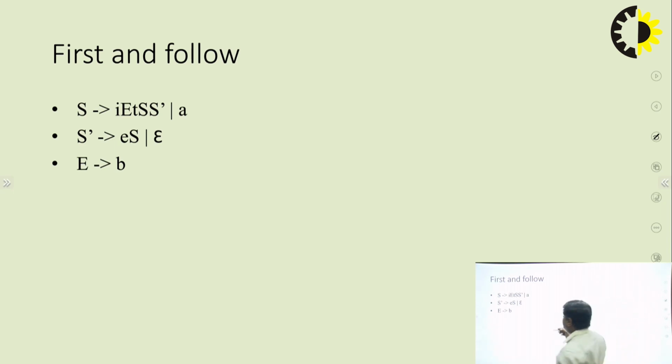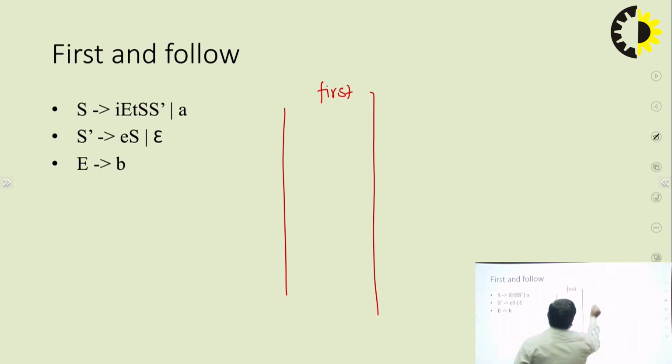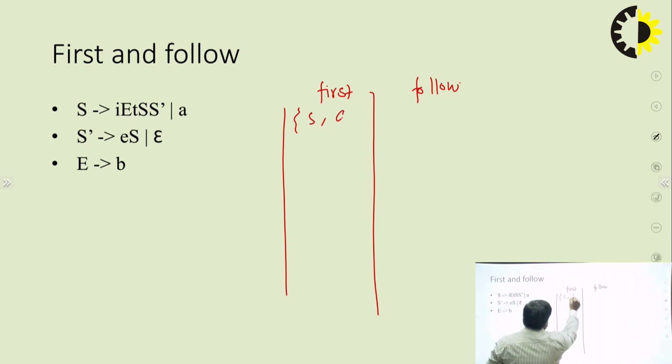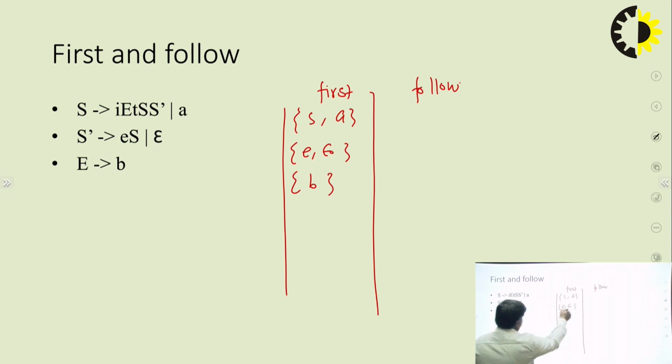Okay, now first and follow. What is the first of S? First non-terminal or terminal, that is I for this production, and for this production A. Simply we compute S and A for this production. What is the first of S dash? That is very simple. Again E and epsilon. And what is the first of E? That is known as B. That is very simple. We compute the first of this production rule, and this example is also very important, asked in the GATE examination also.